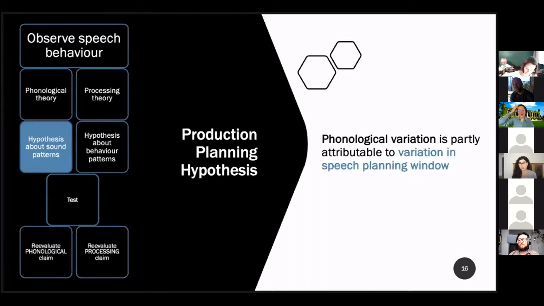And coming back to the sound pattern that we were looking at earlier, the big claim of my work is that phonological variation, this problem that we defined in phonological terms, is actually partly attributable to the variation in the speech planning window. So I have this concept of phonological variation from my phonological observations, and I relate it to the idea that speakers have a limited amount of planning resources for planning in advance.